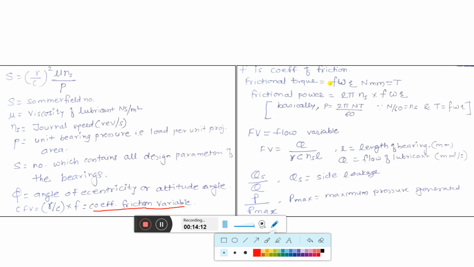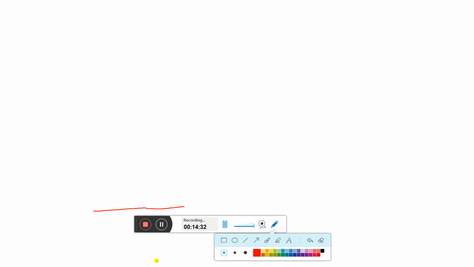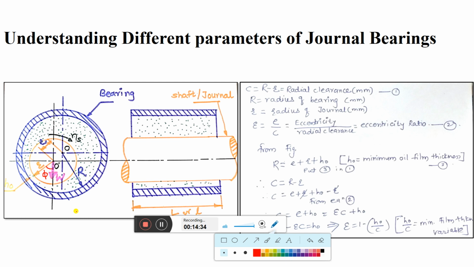Now what is the frictional torque then? We are talking about the friction. Then what will be the friction torque? Friction torque will be equal to force into radius. Now what is the force? Force will be the friction force, that is nothing but f into W. W is the load acting on the shaft. Okay, I can go through the previous slide, you will come to know. Yeah, so here W is nothing but the load.